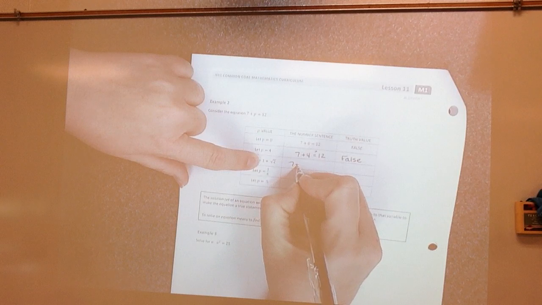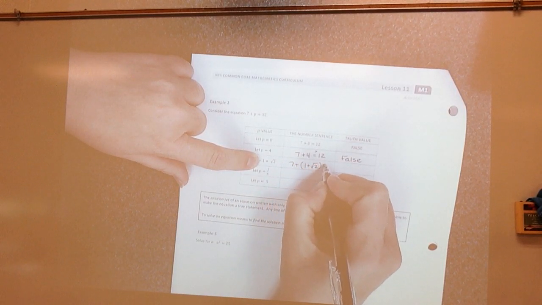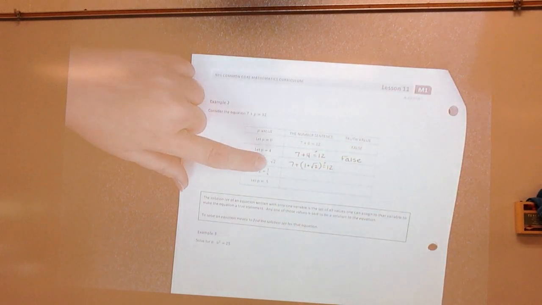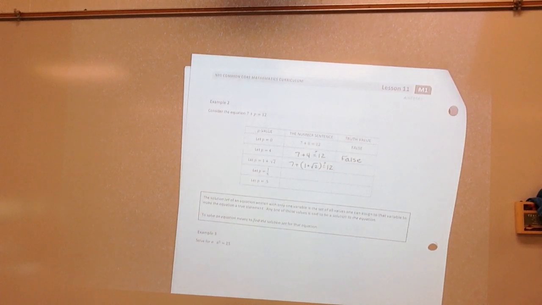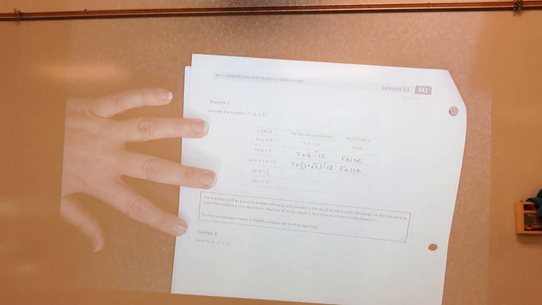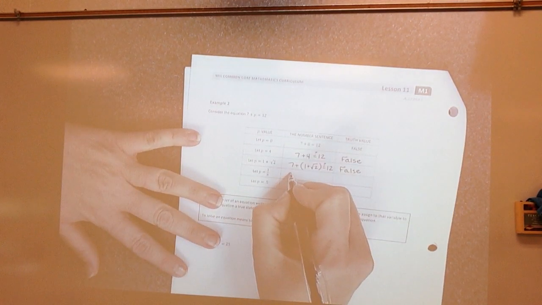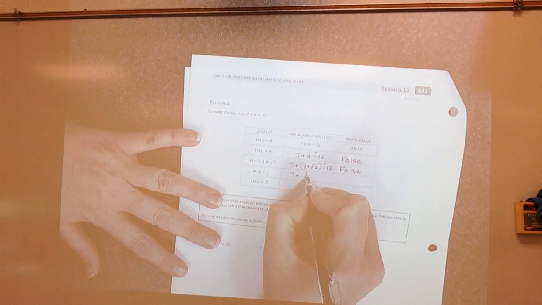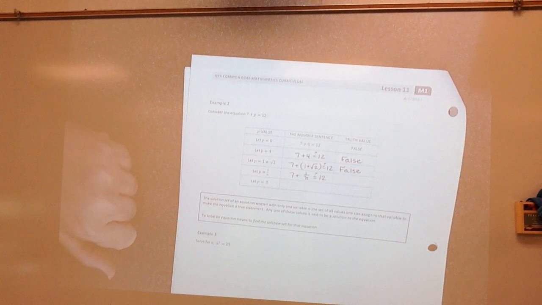7 plus 1 plus the square root of 2 is equal to 12. Well, 7 plus 1 would be 8, plus the square root of 2 is never going to be 12. So that's false. Let p equal 1 over pi. So 7 plus 1 over pi, is that equal to 12? No.